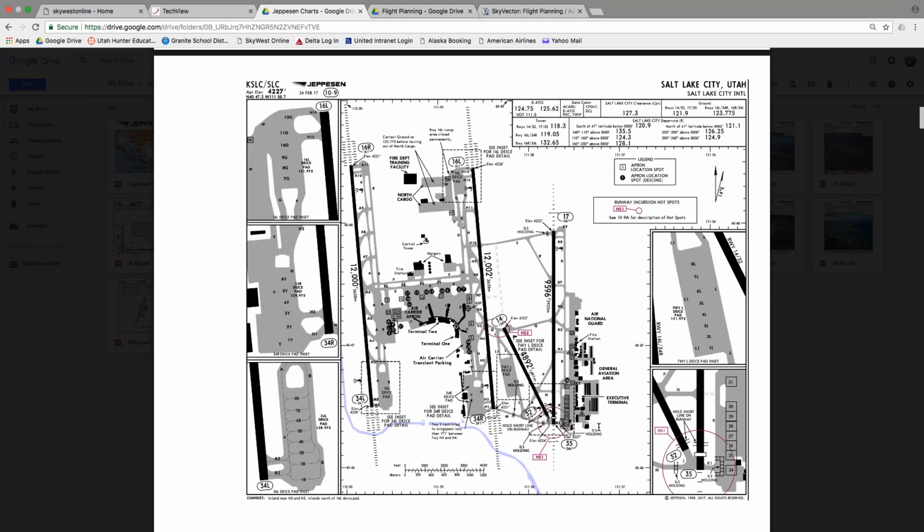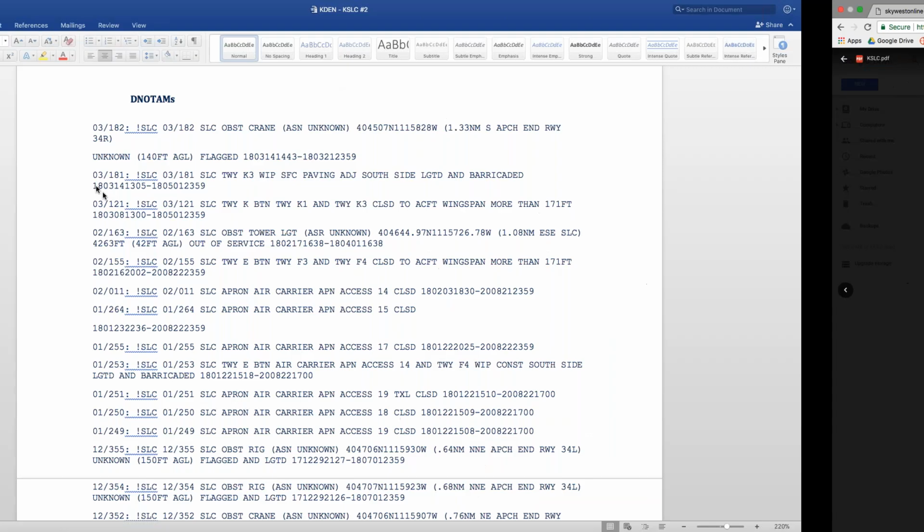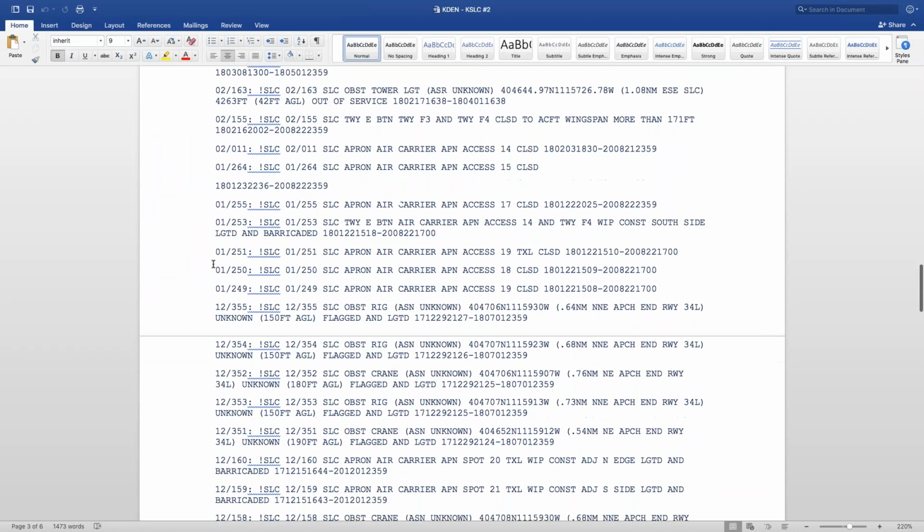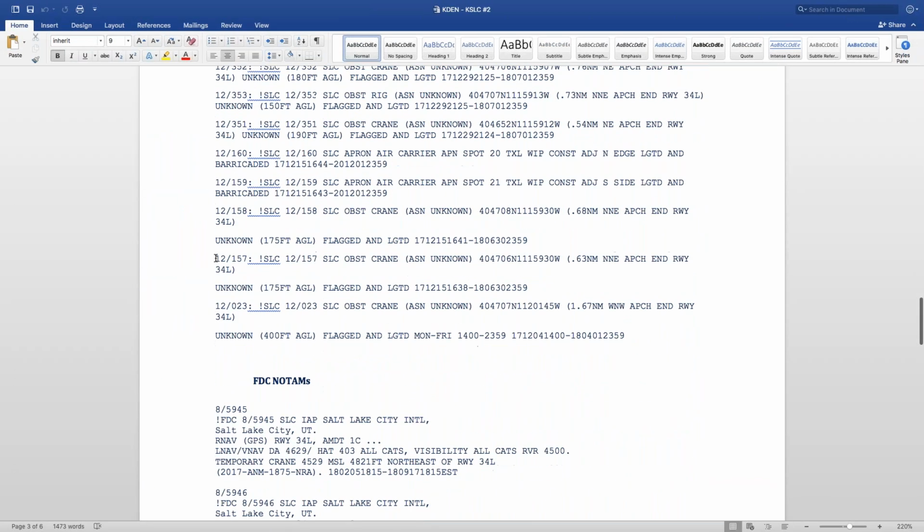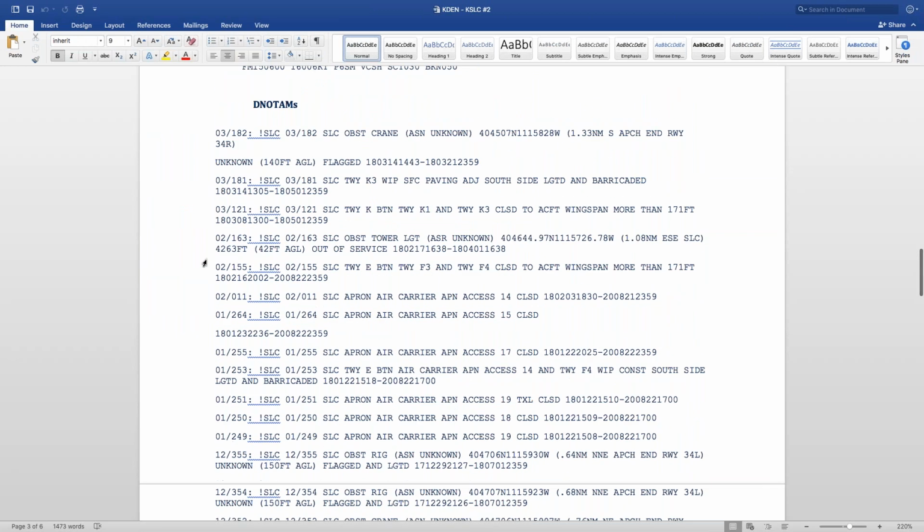So 16 left or right? Does it matter too much? Not too much, as long as we don't have a NOTAM. So let's check our NOTAMs. Salt Lake City, do we have any NOTAMs for the runway? No. 16 left or right? At your discretion. 16 left, 16 right, doesn't matter what you put.